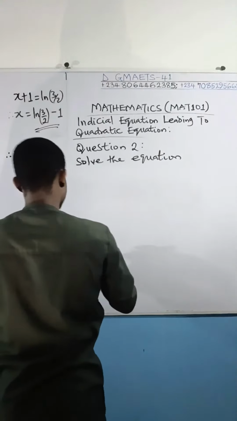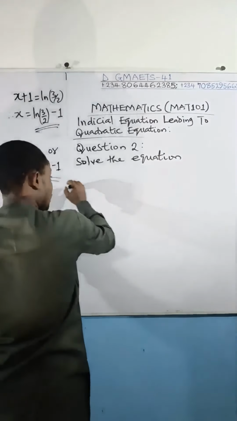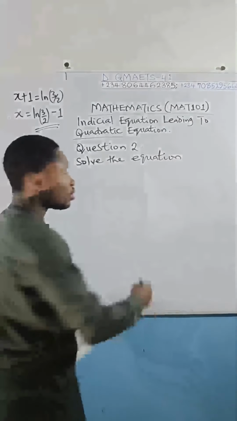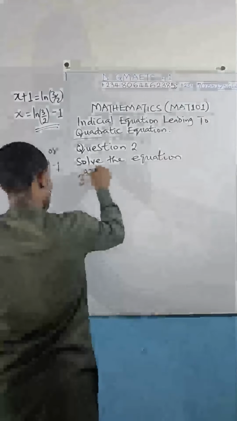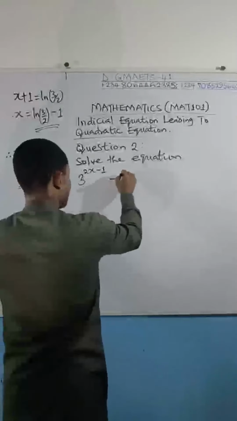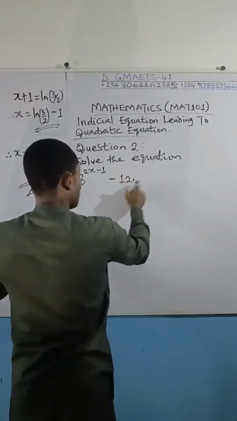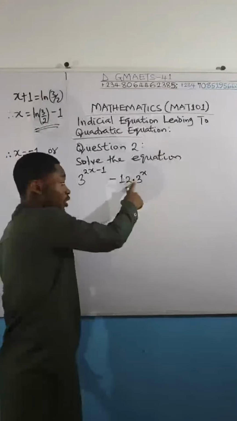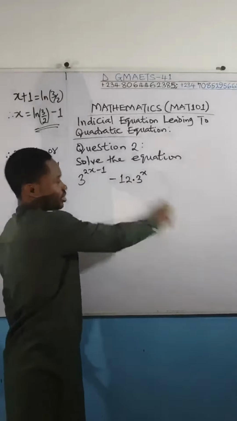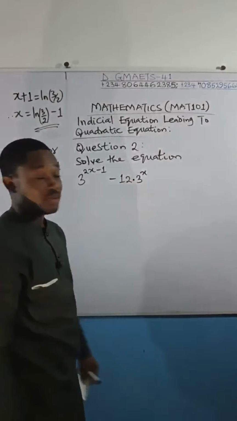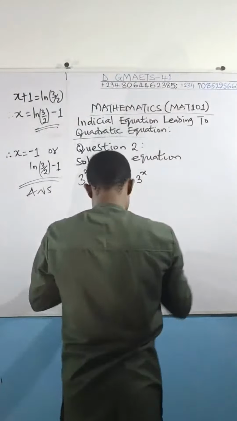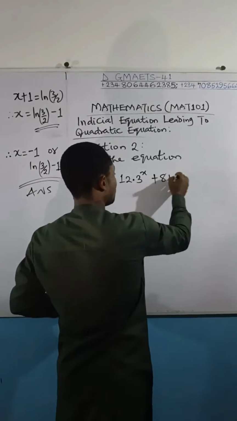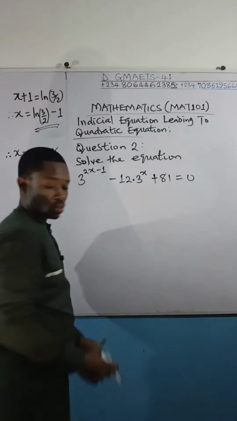Let us look at this next question. The next question, we have to solve the equation. Solving the equation simply means find the value of the unknown also. Solve the equation 3 to the power of 2x minus 1, and then minus 12 times 3 to the power of x. Please, this is a multiplication sign. This point, when it is used here under this indicial equation stuff, it represents multiplication, okay? It's 12 times 3 raised to the power x, and then plus 81 equal to 0. This is what we have here.